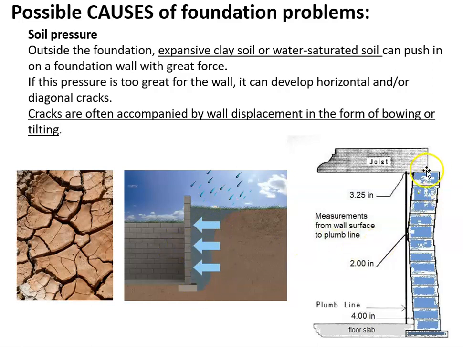And here is a graphic studying a wall that has been damaged or displaced. It looks like they struck a plumb line right there, that black line, and this is showing just how far the wall is bowing out of plane: 4 inches at the bottom and 3 1/4 inches at the top. That is a very significant amount of movement in that wall. That is dangerous.